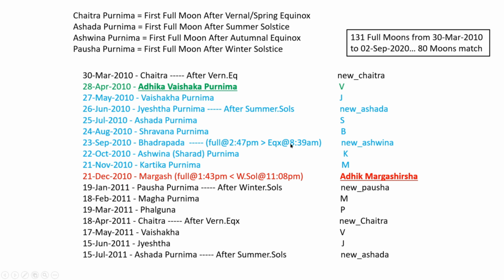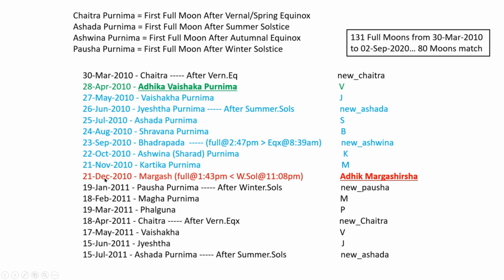Since the full moon is later, after the equinox, we can change the date. So this is right after the equinox point, so we'll change the name of the month. So this is new Ashvina according to this definition: the first full moon right after the autumnal equinox. Even though it happens within the day, there is a couple of hours difference between the equinox and the later full moon. So this we change. And then this is the month, and Kartika is associated with Margashira.